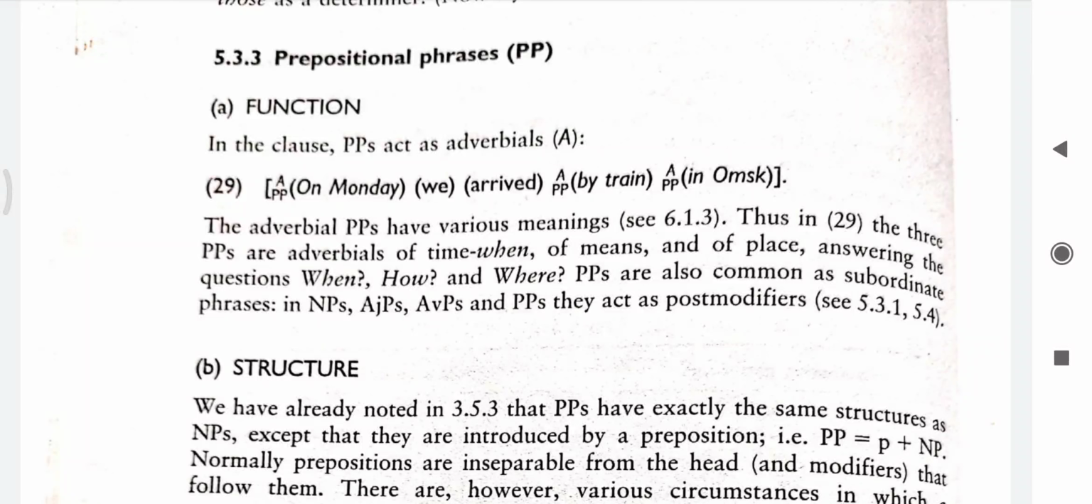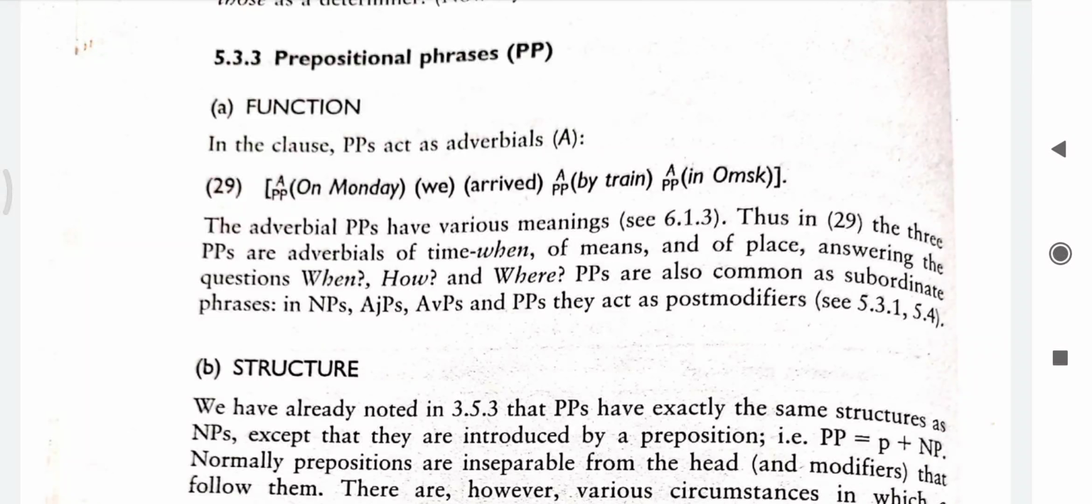We arrived by train. So here by train is an instrument of travel. So here by train is a means. So it is an adverbial. By train is also a prepositional phrase. In Omsk is a city, it's a place. So it is also an adverbial.